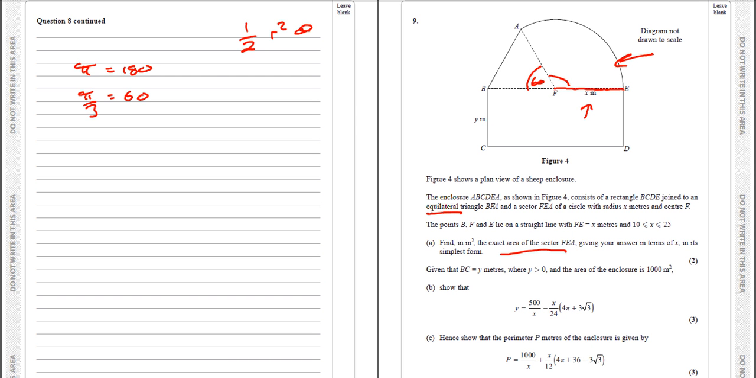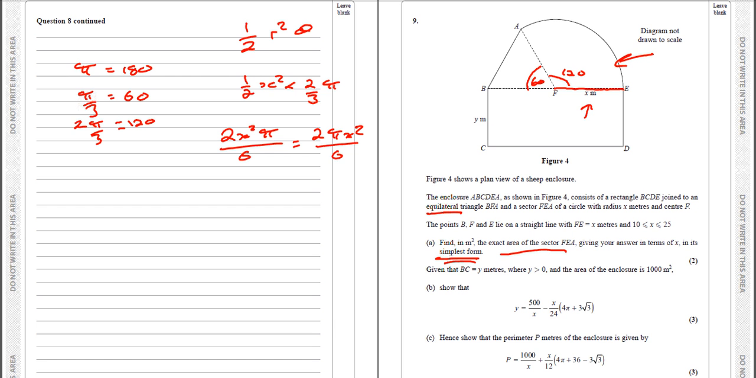So in terms of sector FEA here, it's going to be a half times the radius squared, which is going to be x squared, times theta, which is going to be 120 degrees. If pi over 3 is 60 degrees, 120 degrees is going to be 2 lots of pi over 3. It's going to be times 2/3 of pi. Remember, 2 pi over 3 and 2/3 pi are exactly the same thing. And then in its simplest form, if we multiply the numerators, that's going to be 2x squared pi, or 2 pi x squared over 6. We'll write it this way around just because, remember, pi is a number, so that's going to go before the variable, which is x squared.